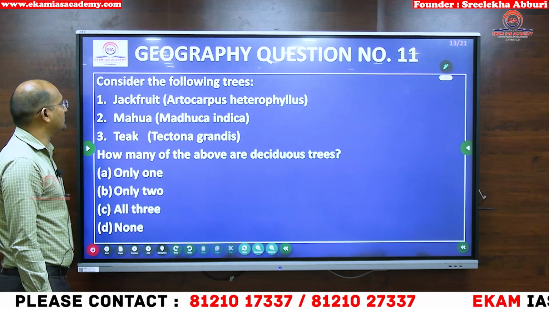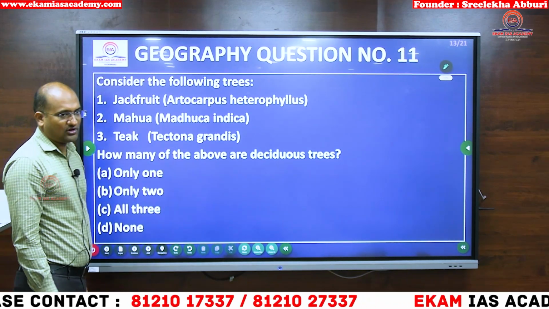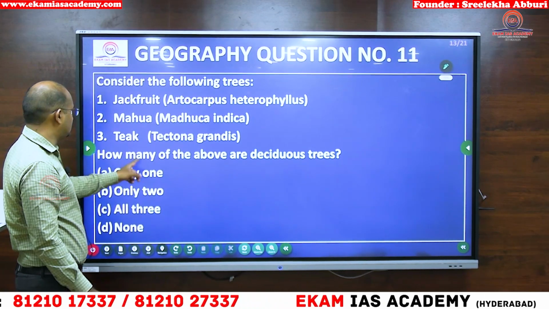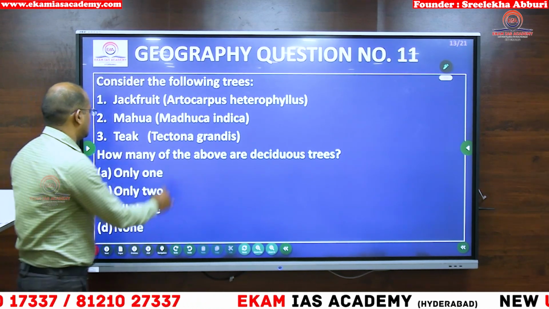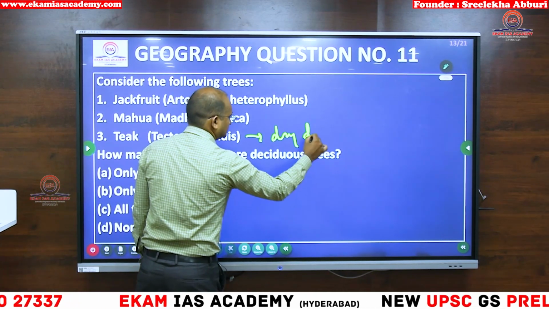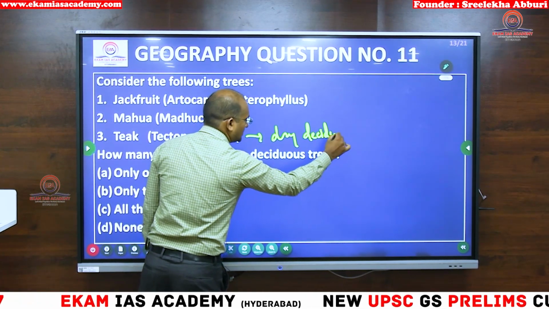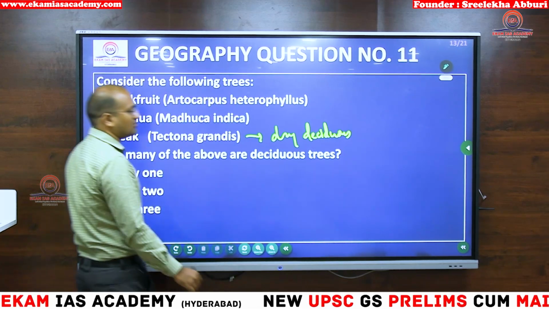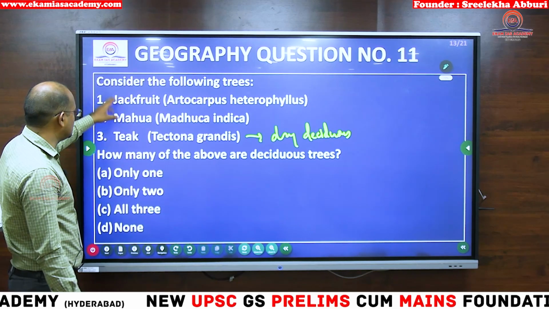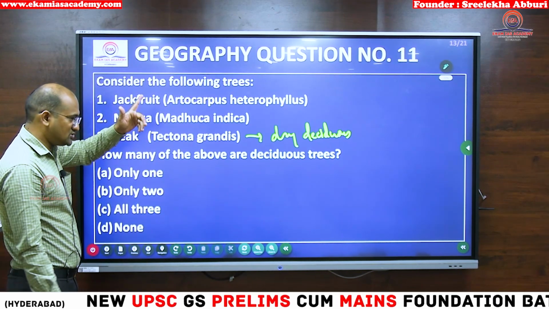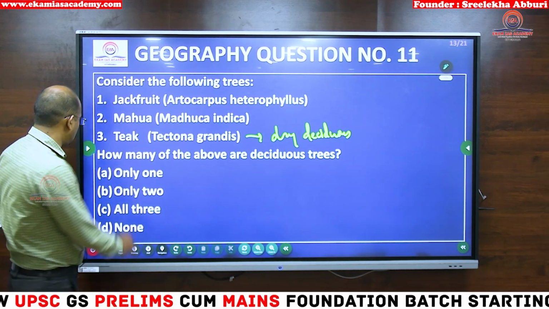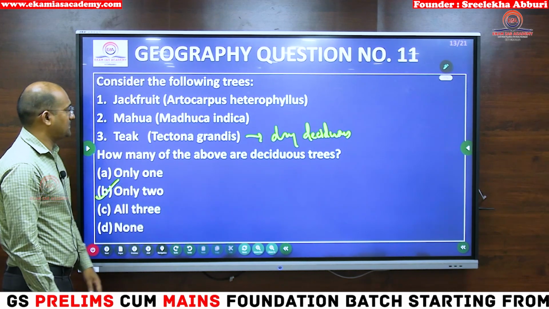Next, consider the following trees. Again this is directly from the forest chapter. Jackfruit, mahua, teak. Which of the following are deciduous forest? This is dry deciduous. What are deciduous forest, what are evergreen forest and all, that is again a big topic, a proper chapter in NCERTs. So if you can remember those examples from the chapter, then you can say these two are the answers. So only 2, B will be the answer.